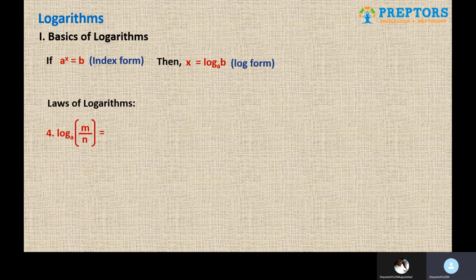Similarly, division, log of m upon n. Obviously, multiplication we added, division we are going to subtract, we will get log m minus log n. There is a small printing error here, it has to be log n. Apologies for that. The fifth one, log m raised to r. Obviously, whenever power is there, the power comes ahead and we get r log m.